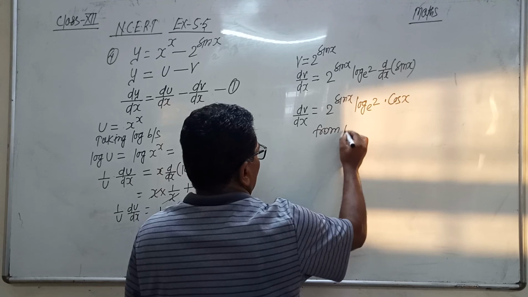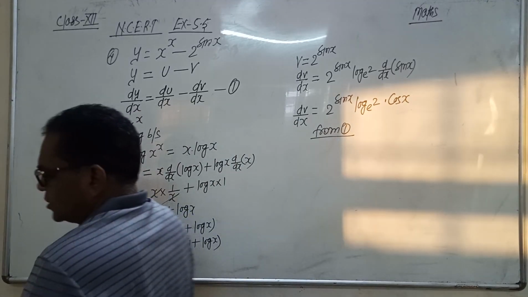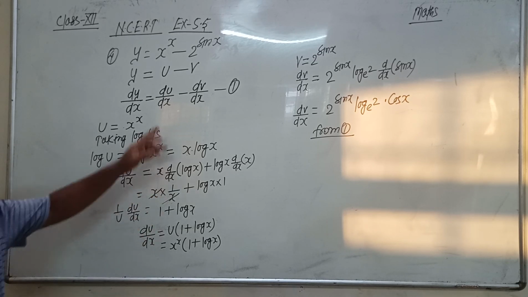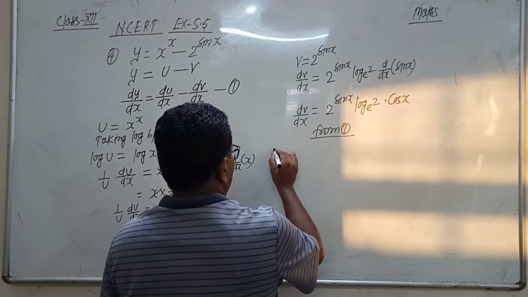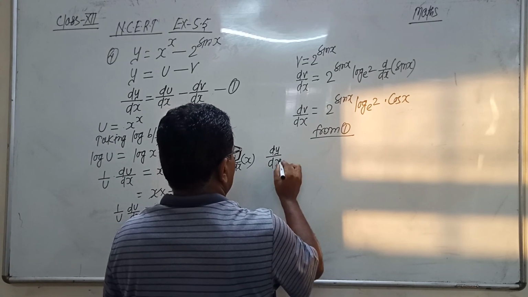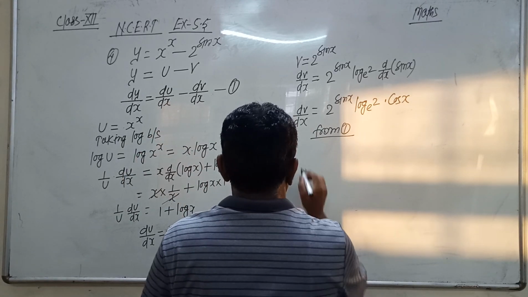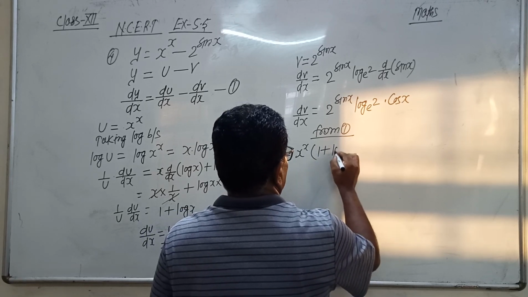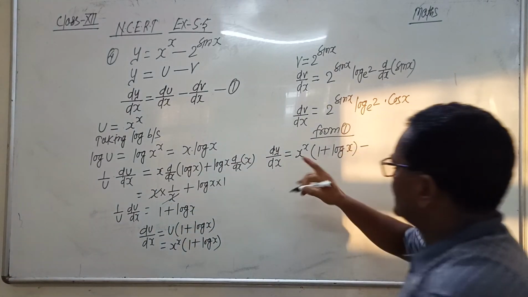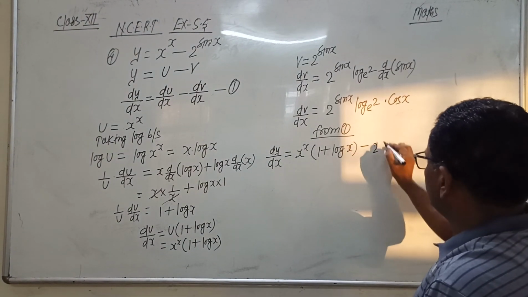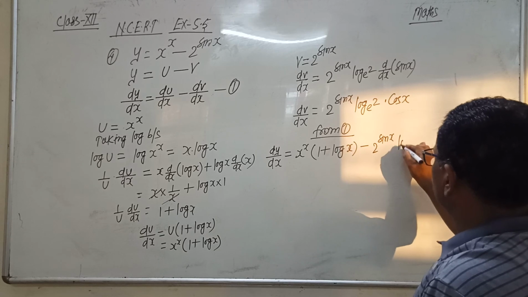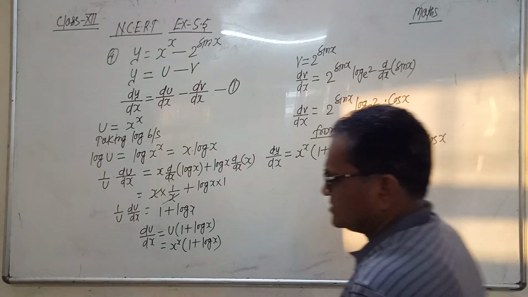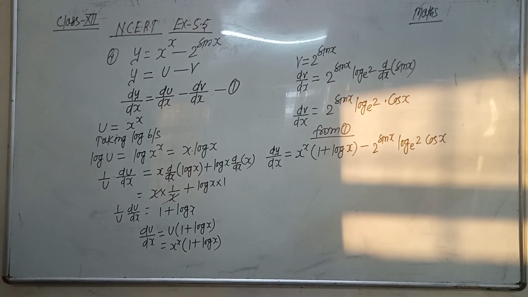Now put the value of du by dx and dv by dx in equation number first. So from first, dy by dx equals du by dx, and the value of du by dx is x raised to the power x (1 plus log x), minus dv by dx. The value of dv by dx is 2 raised to the power sin x, log base e 2, into cos x. So this is the final result, dy by dx.